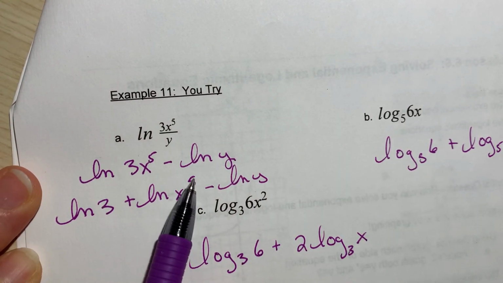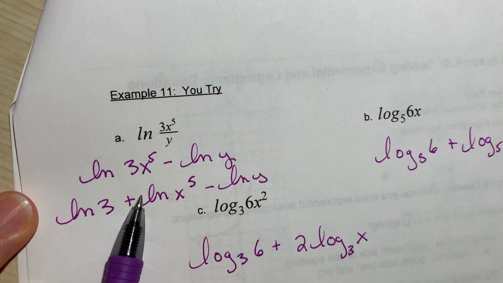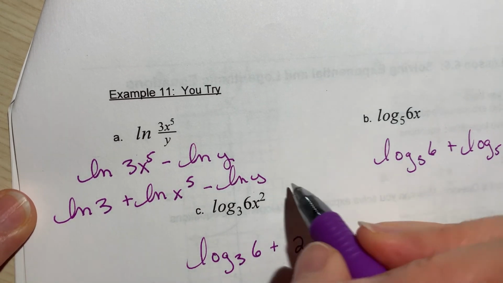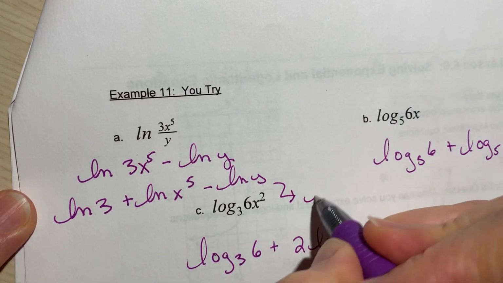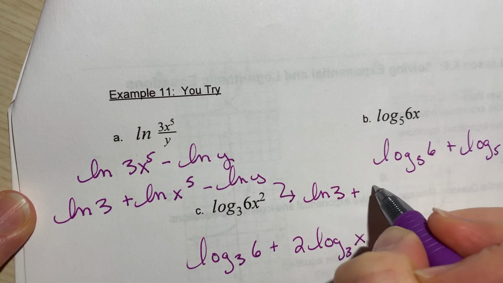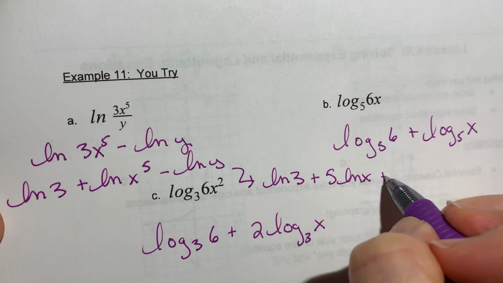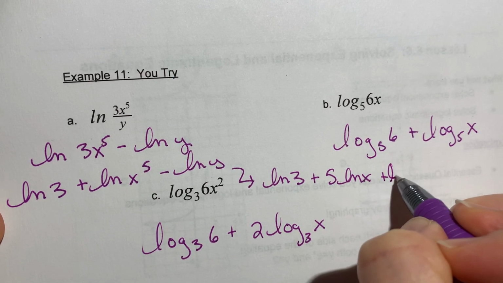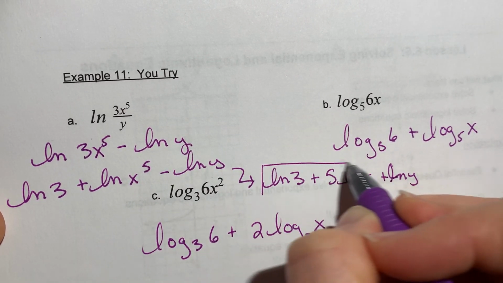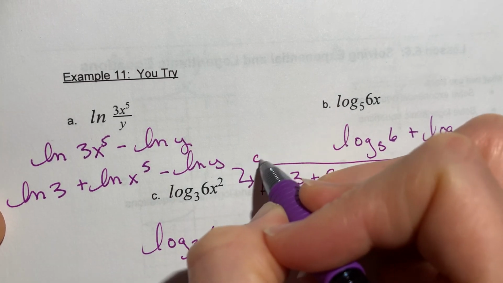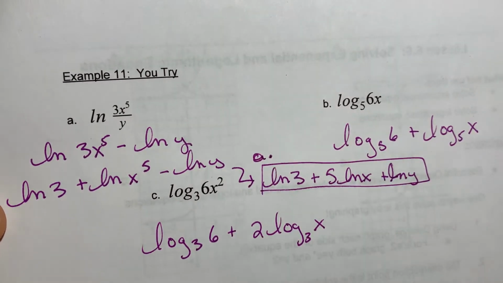Now last step, this exponent needs to come down in front. So the final answer for this one is going to be natural log of 3 plus 5 times the natural log of x minus natural log of y. So that's the answer for A. Okay, that's it.